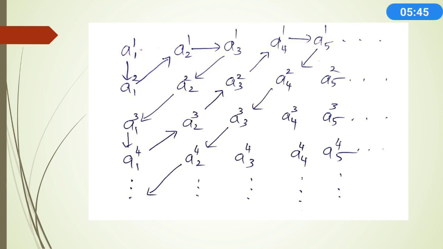First element will be a_1^1. The second series of elements will be a_1^2, a_2^1. That is the elements with height 3.